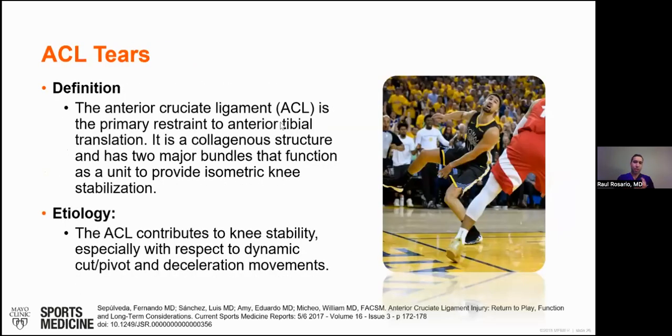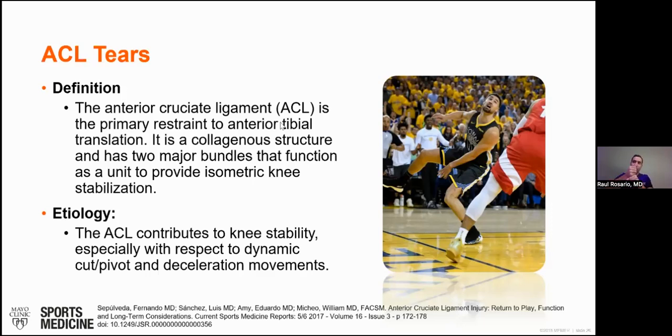Right. So now let's talk about one of the things that I like talking the most, which is the ACL tears. Lesiones al ligamento cruzado anterior. Ligamento cruzado anterior. ACL, anterior cruciate ligament. So basically, it's an important ligament on the inside of the knee that restrains the anterior tibial translation.